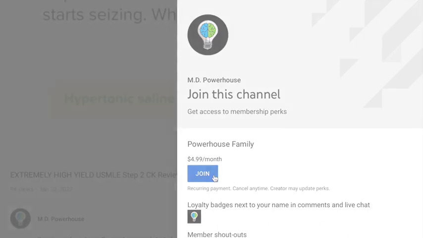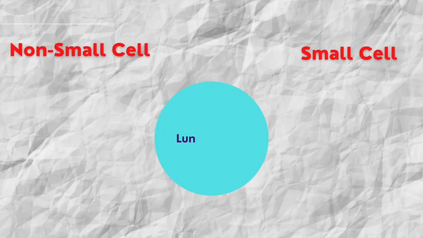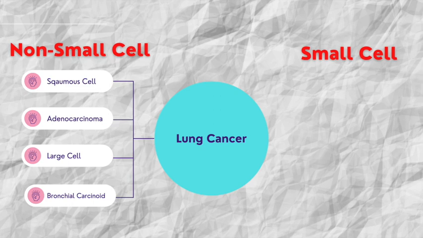Now let's get into the extremely high yield review for lung cancer. So you can think of lung cancer as two main groups: non-small cell lung cancer and small cell lung cancer. For non-small cell lung cancer, you can think about four main types: squamous cell, adenocarcinoma, large cell, and bronchial carcinoid. While for small cell lung cancer, of course, you have small cell lung cancer.